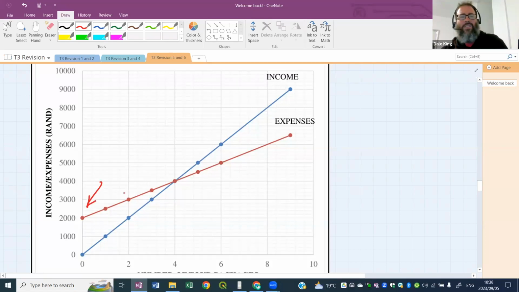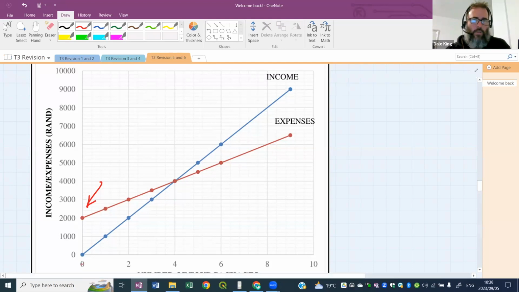Now, why do you say it's fixed? Because for 0 packages sold, you haven't sold any packages yet. You have fixed expenses. When do you see fixed expenses? When you're not selling anything. All right. When there are no variable expenses, you haven't sold a thing, there are always still going to be fixed expenses.